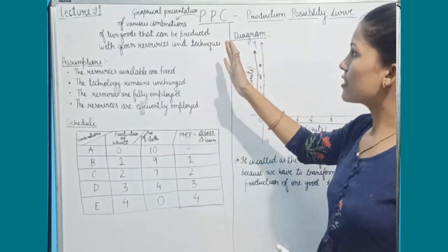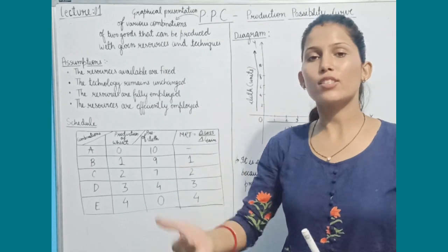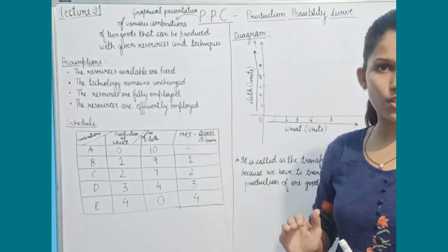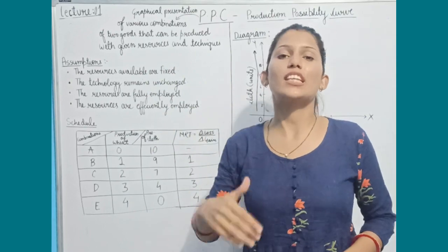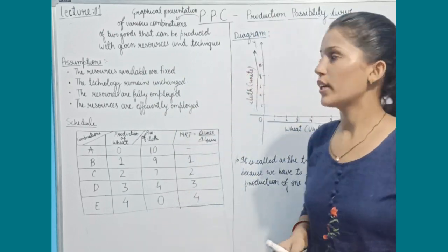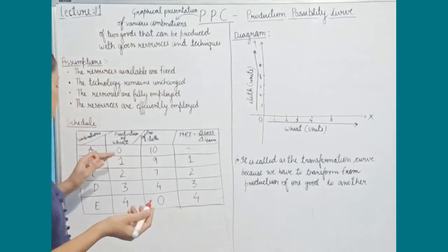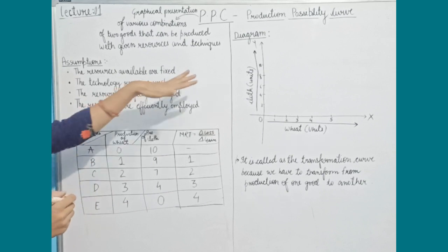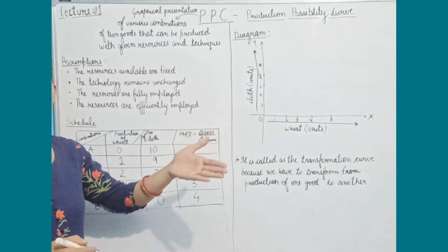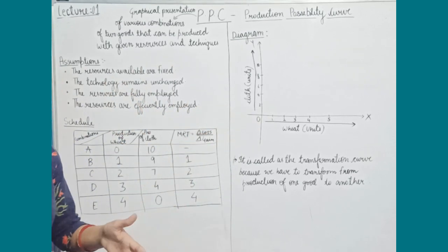So this curve is a graphical presentation of various combinations of two goods which can be produced with the given resources and the given technology. Okay, like you have two goods. We'll discuss it in a schedule afterwards. First of all, for this curve, we have certain assumptions which make this curve sustain.